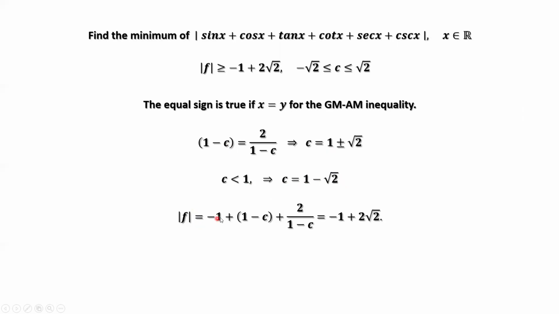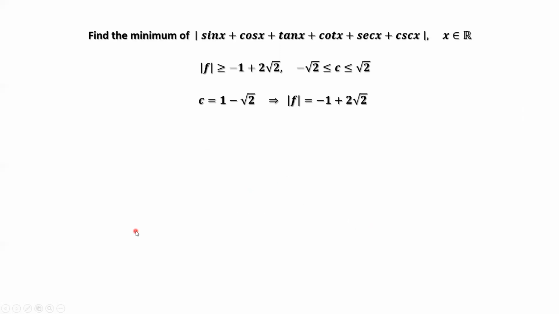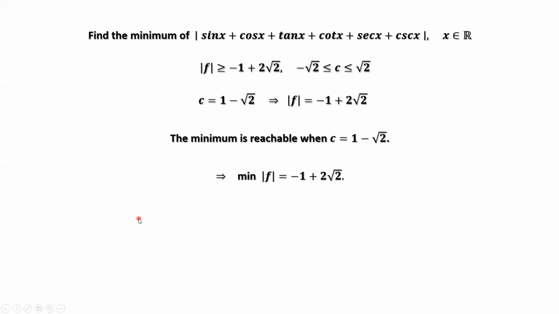If we replace c by 1 minus square root of 2 in this expression of the absolute value of f, we have the result -1 plus 2 over square root of 2. This means the minimum value is reachable when c equals 1 minus square root of 2. The final answer is the minimum value of absolute value of f equals -1 plus 2 times square root of 2.